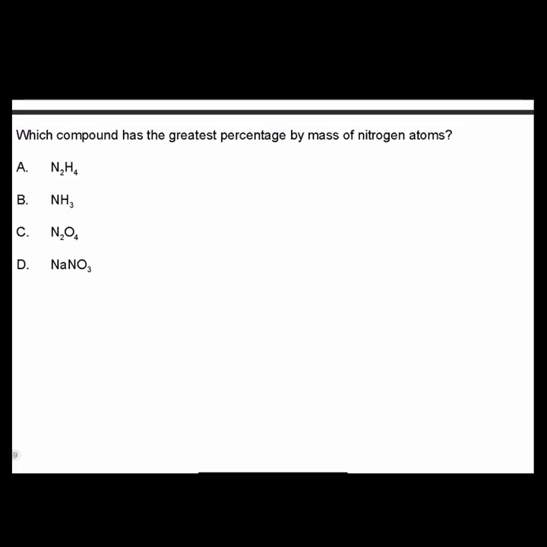Now the last question of our discussion: which compound has the greatest percentage by mass of nitrogen atoms? A little tricky here, but it's fine. For NH3, it's 14, the mass of nitrogen, divided by the molar mass of this compound, that is 17, times 100. N2H4 will have 2 times 14 divided by 2 times 14 plus 4, times 100. This will be 28 by 32 times 100. If I simplify, it will be 14 by 16 times 100. Now 14 by 16 times 100 is greater than 14 divided by 17 times 100.